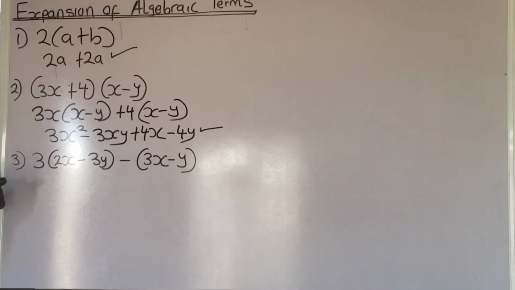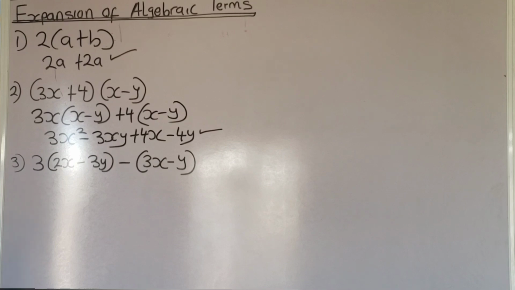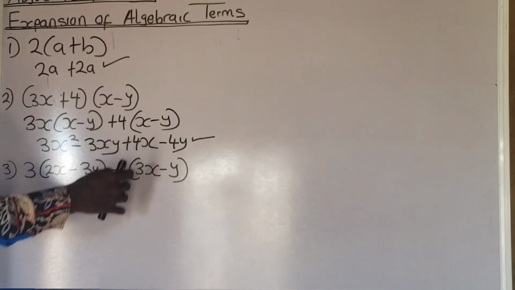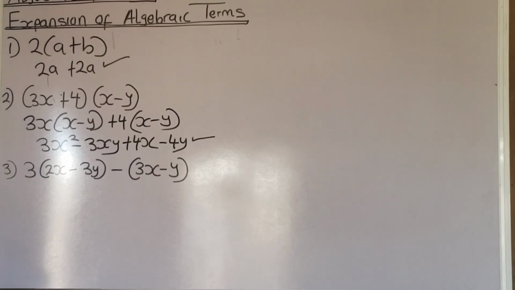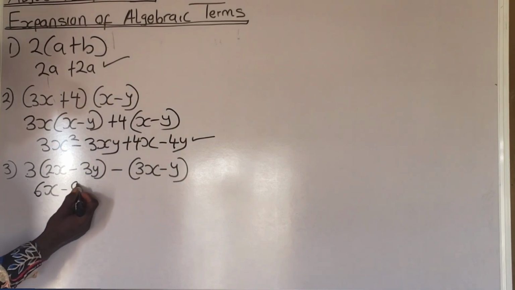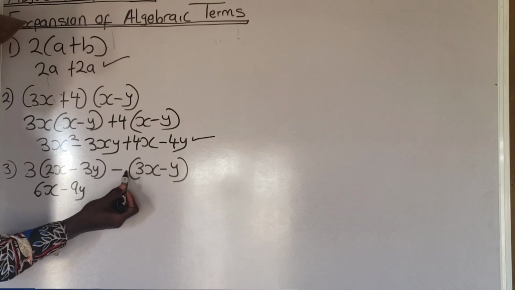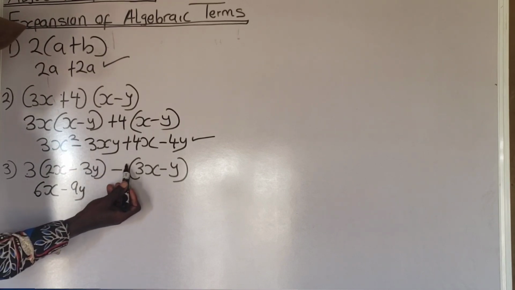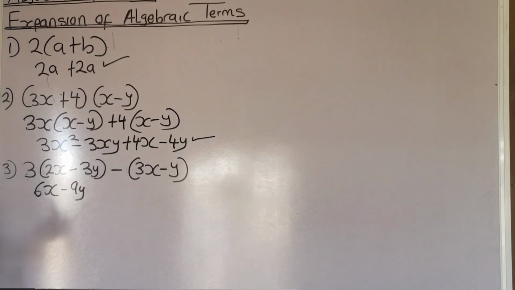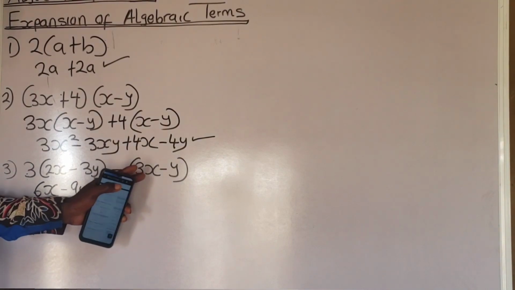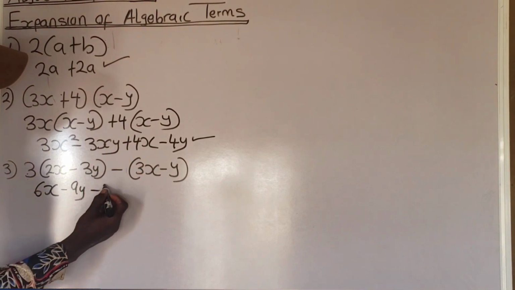We are asked to expand 3 into bracket 2x minus 3y negative into bracket 3x minus y. Okay? Please, I want you to pay attention. Let us take the product of 3 and 2x minus 3y. 3 times 2x, that will be what? 6x. So I'm going to have 6x. 3 times negative 3y, that will be what? Negative 9y. Now, negative, here there is an invisible one. Do you understand? Okay? There is an invisible one in the front of this bracket. That's why I have negative 1. Okay? Negative 1 times 3x, that will be what? Negative 3x.